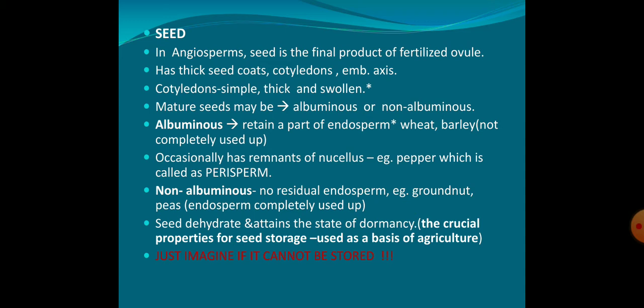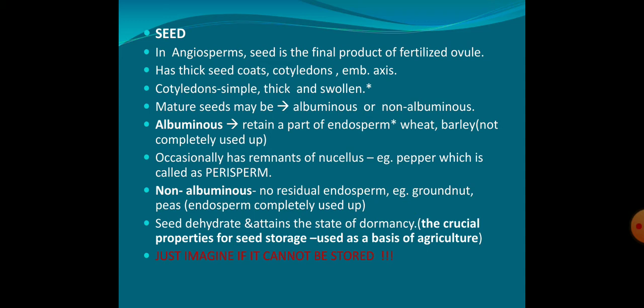Albuminous means those seeds which will retain a part of endosperm, like wheat, barley. They can be used as seeds to raise crop in future. So which means here the endosperm is not completely used up. Certain amount of endosperm is present in those seeds.